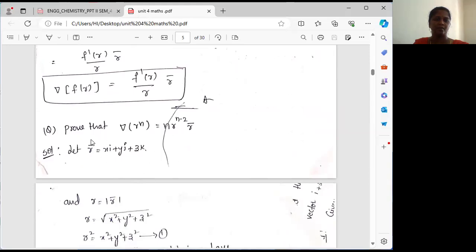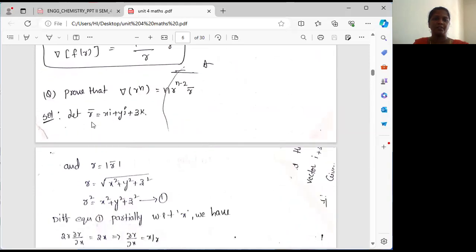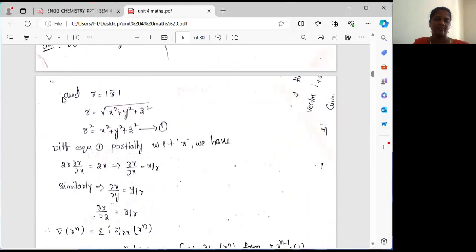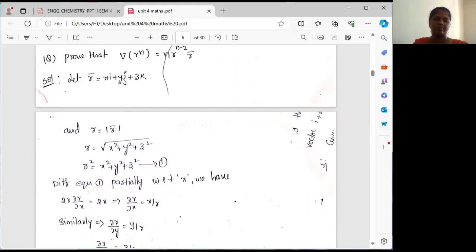Then the next problem. Prove that ∇rⁿ equals n rⁿ⁻² r bar. Here r bar is the position vector. Let r bar equal xi plus yj plus zk. We know that r equals mod r bar. So r equals mod r bar means the square root of the i coefficient squared plus the j coefficient squared plus the k coefficient squared.